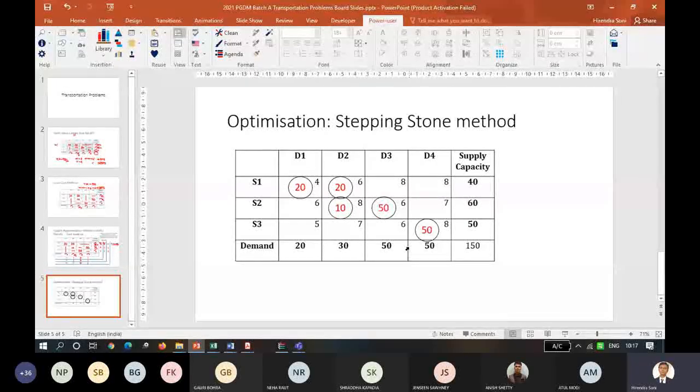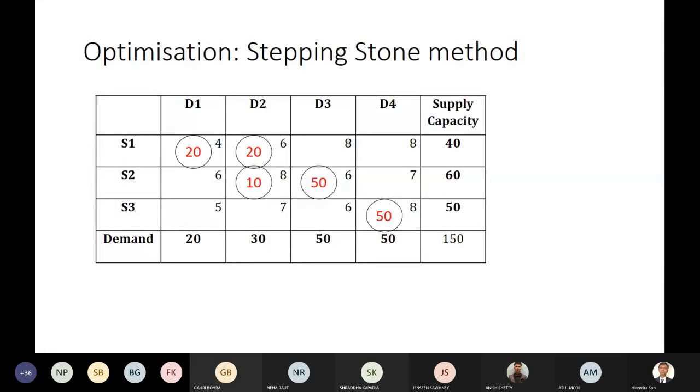If I consider this cell, this particular here, now what will happen is, is it visible clearly?